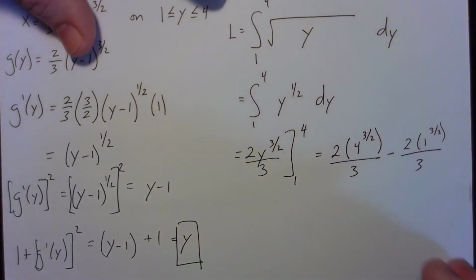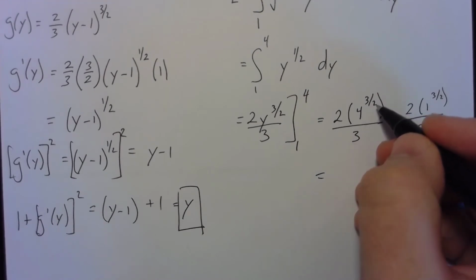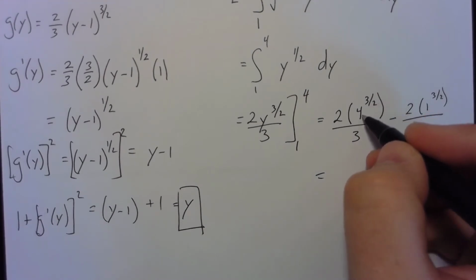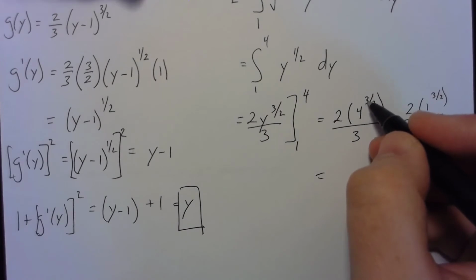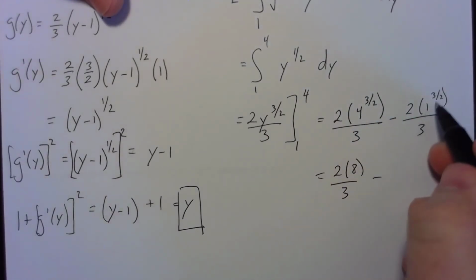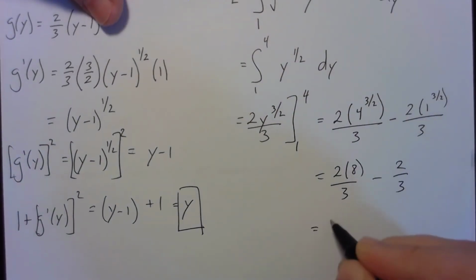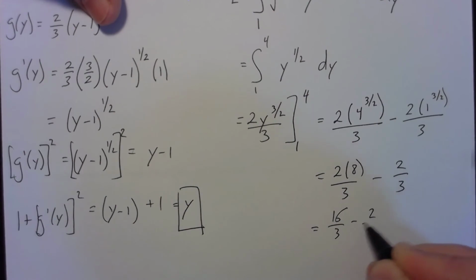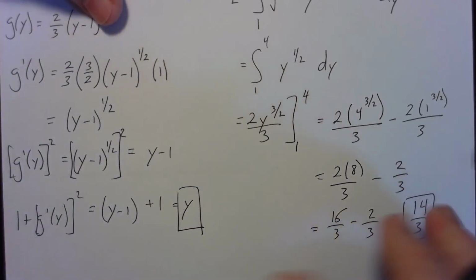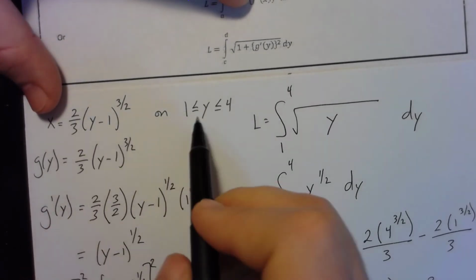In this case, 4 to the power of 3 halves is going to be 8, because the 1 half power is a square root, which gives 2, and then the power of 3 gives 8. So I'm going to have 2 times 8 divided by 3, minus, and 1 to the power of 3 halves is simply going to be 1, so this will be 2/3. This will provide me with 16 over 3 minus 2 over 3, resulting in 14 over 3 as the arc length of this function here in respect to y from 1 to 4.